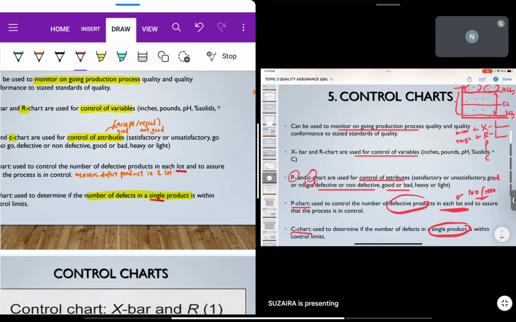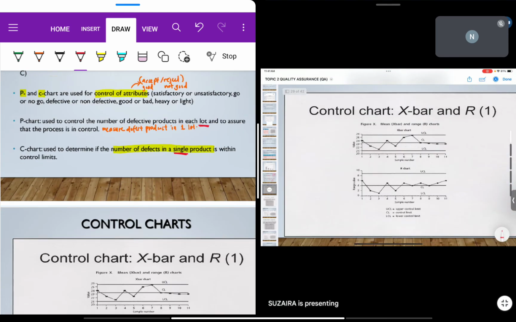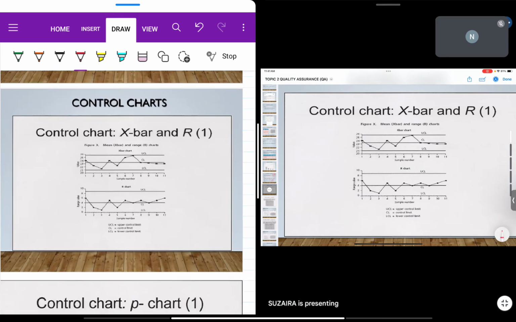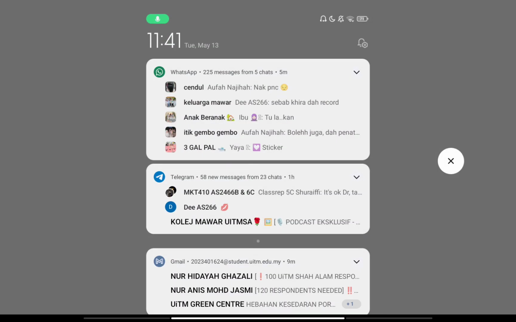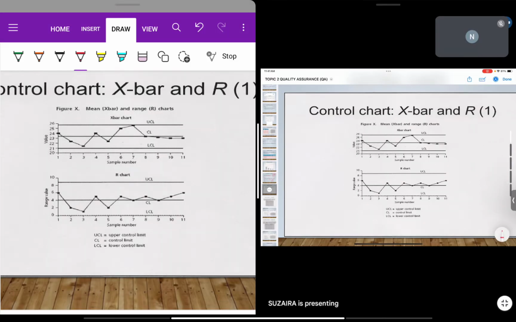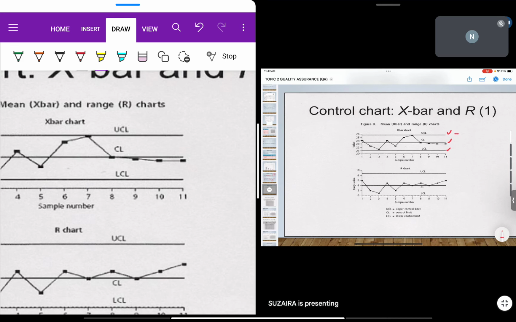All right, these are the examples of the X bar and R chart. They have different equations to calculate the X bar and the R chart. As I mentioned, we have the UCL, the CL, and the LCL. So this is the range, the spec, the parameters.